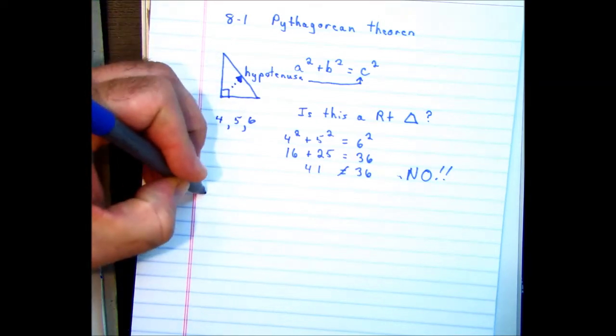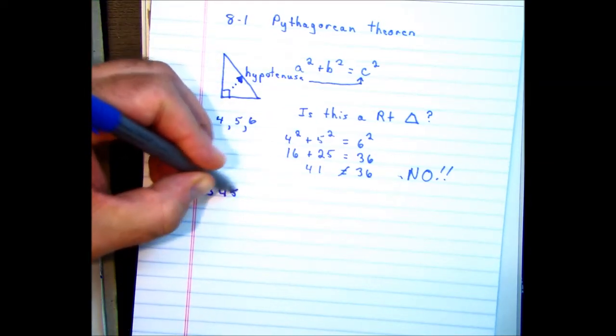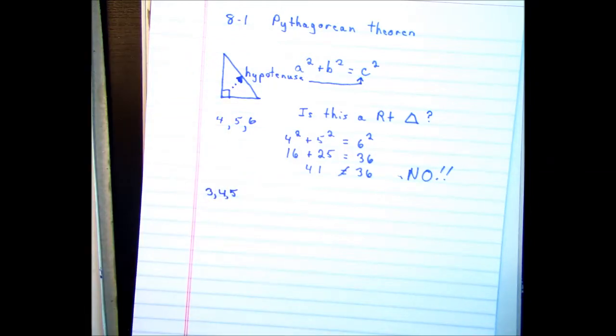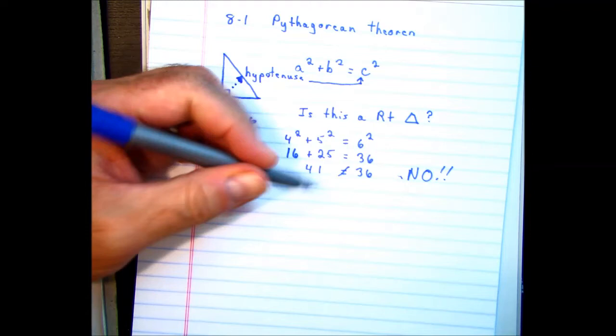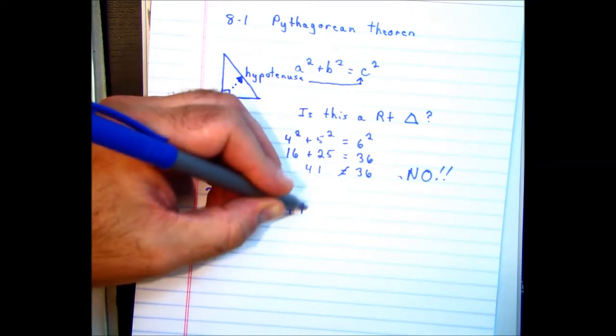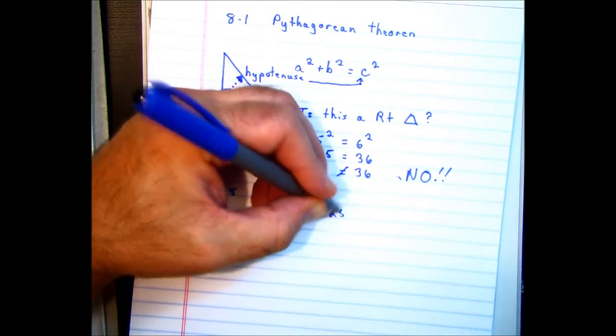One of those is 3, 4, 5. 3, 4, 5 will always be a right triangle. That means if you have the measure of 3 on one side, the measure of 4 on the other, and the measure of 5 on the side, it's going to be a right triangle. It's called a Pythagorean triple. Meaning, I have memorized that 9 plus 16 equals 25.